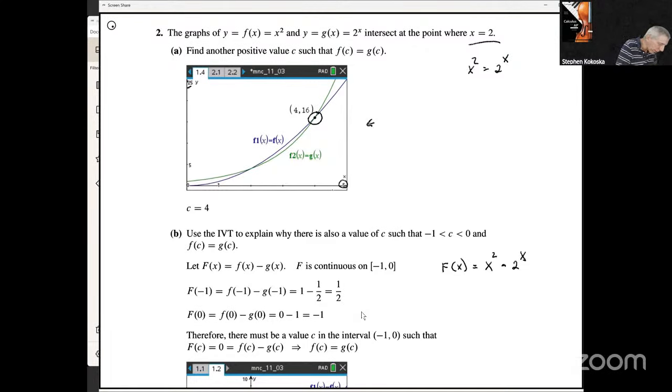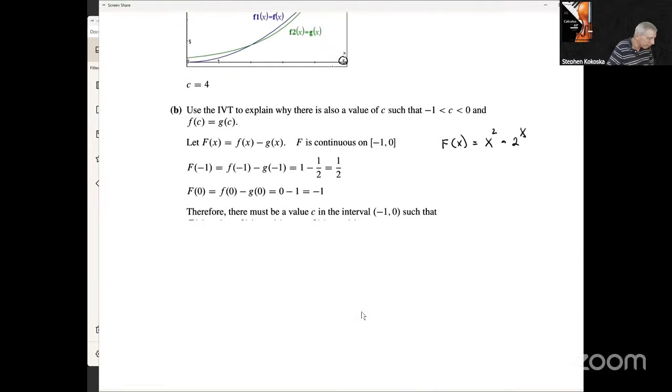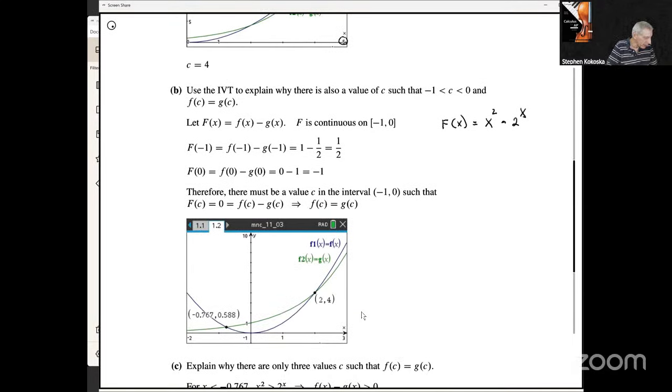But now we think that there's a third one here. It says, use the intermediate value theorem to explain why there's also a value of c between -1 and 0 that is a solution to that equation, so that f of c equals g of c. Well, this one's a little sneaky, but we have to use a good problem-solving strategy. So I'm going to define a new function, capital F, which is equal to f minus g. I'm sorry that I did not write this over here, but here's this function, capital F. And so theoretically, what I want to do is to find a place where capital F is 0.